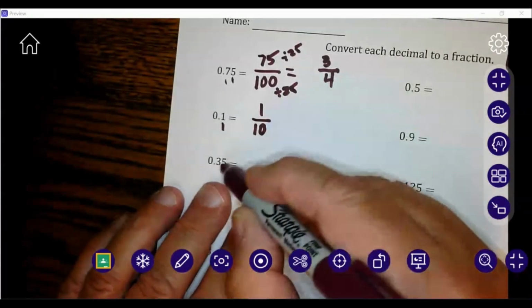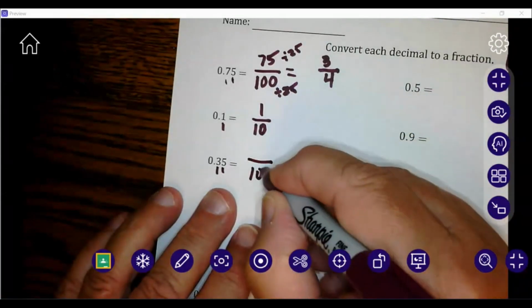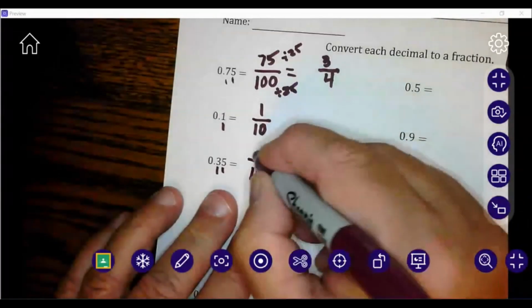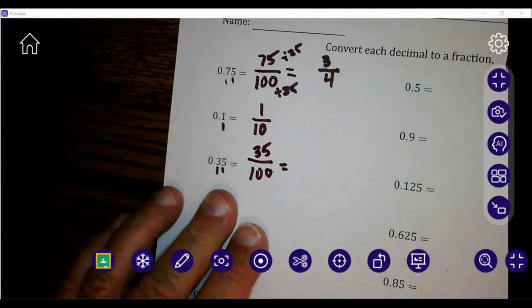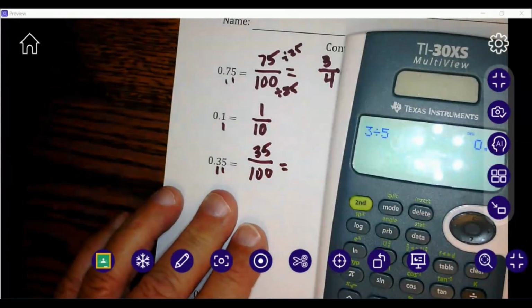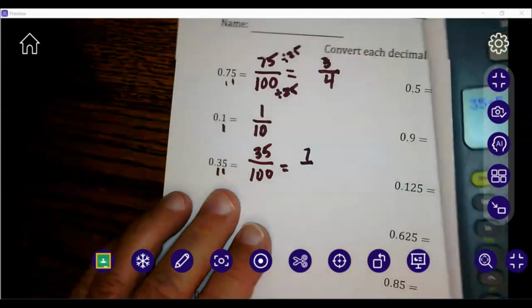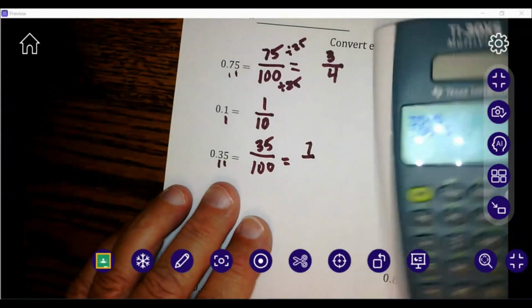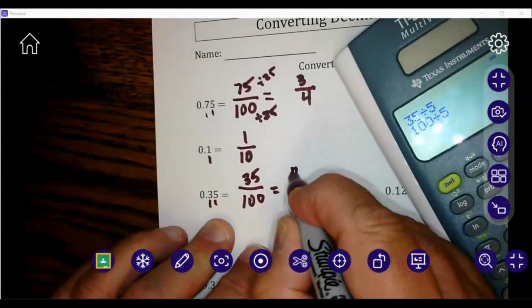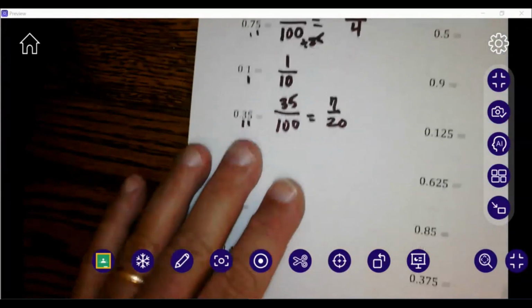All right, going down the column here, we have 2 decimal places. So that means this is going to be over 100. We're going to write 35 on the top. And we can reduce this fraction because 35 divided by 5 is 7, and 100 divided by 5 is 20. So we get 7/20.